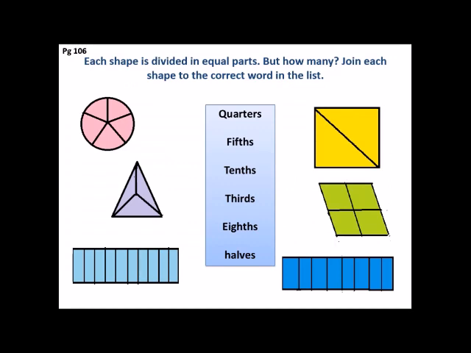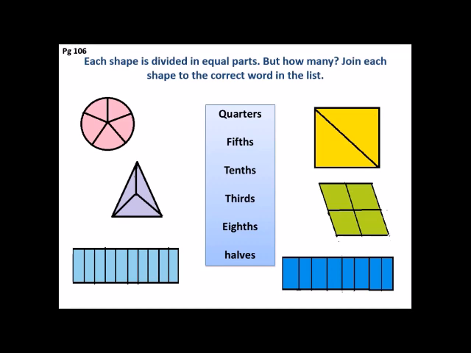Look at question number 2 of page number 106. Let's read it. Each shape is divided in equal parts, but how many? Join each shape to the correct word in the list. You can see the shapes and words are given in the center.